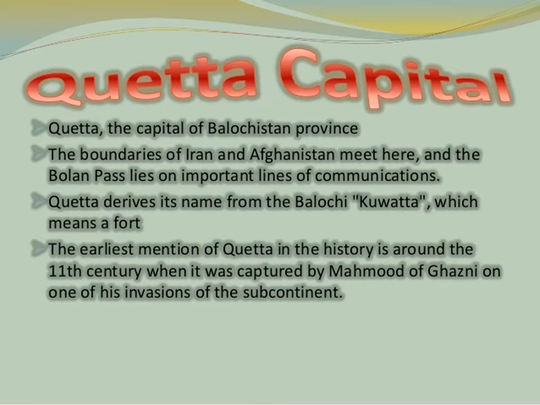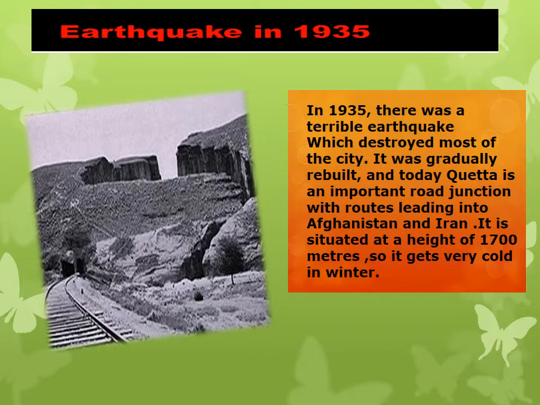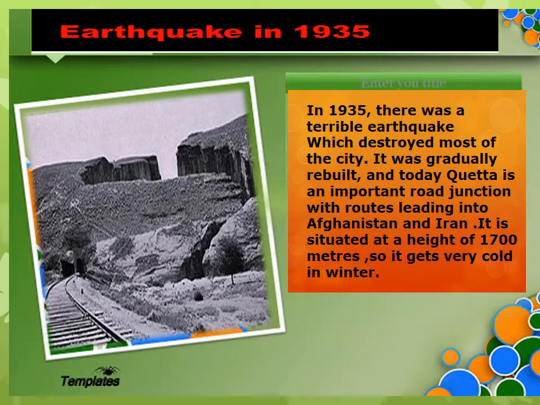The earliest mention of Quetta in history is around the 11th century when it was captured by Mahmud of Ghazni on one of his invasions of the subcontinent. In 1935, there was a terrible earthquake, which destroyed most of the city. It was gradually rebuilt, and today Quetta is an important road junction with routes leading into Afghanistan and Iran. It is situated at a height of 1,700 meters, so it gets very cold in winter.